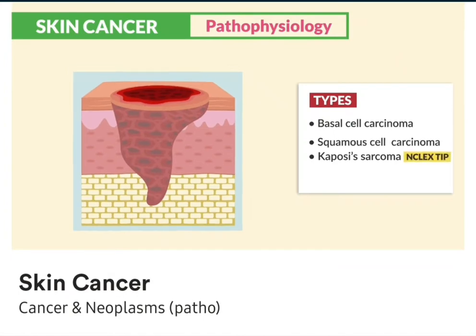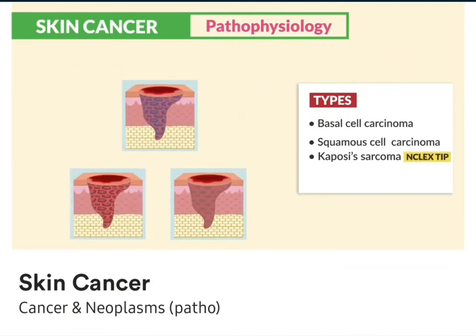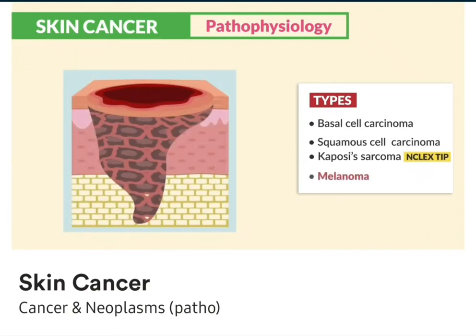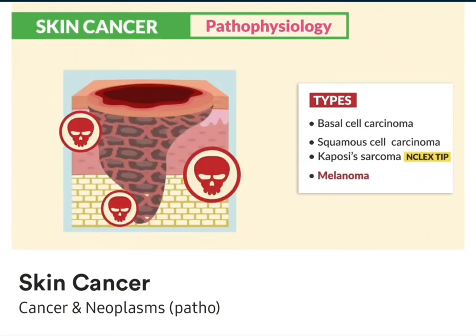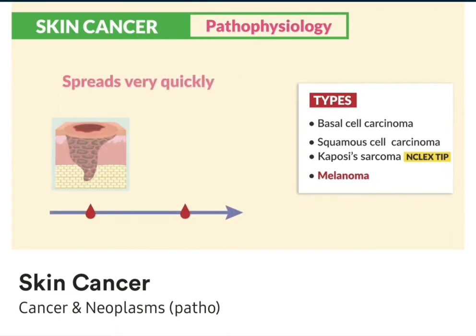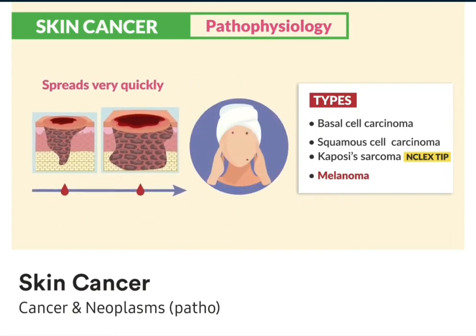Write this one down. We see patches or lesions of abnormal tissue growth that look like purple, red, or brown skin blotches. So just know these key terms here. And the last one is melanoma, which is the deadliest form of skin cancer, since it spreads very quickly, involving moles.